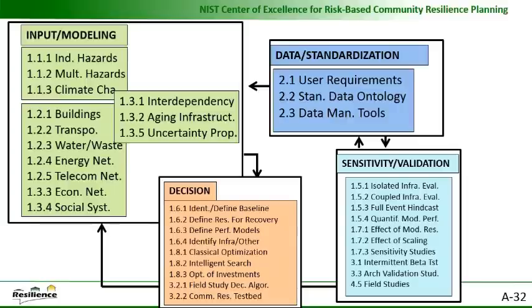Understanding the effects of modeling, resolution, and scaling will be critical and are the focus of specific tasks within the center. For NIST core itself, intermittent beta testing is planned beginning at the end of year 2, and a full architectural validation study will focus on the combination of all the tasks shown here, and this will be performed later in the project.